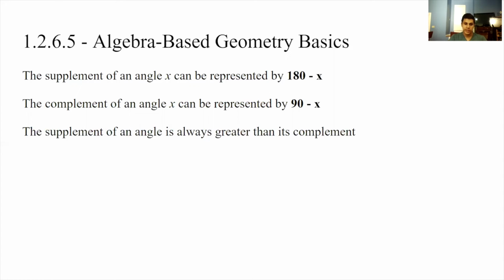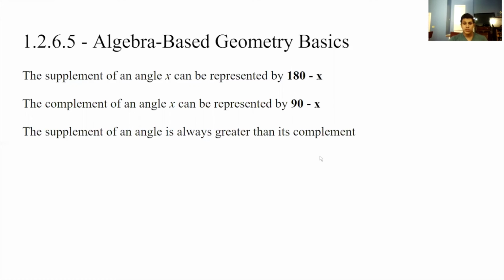And similarly, the complement of an angle x can be represented by 90 minus x. That's for the same reasons, because complement is when two angles add up to 90 degrees. So 90 minus x, if x is your angle, will give you the complement of that angle x. And then another rule is that the supplement of an angle will always be greater than its complement.